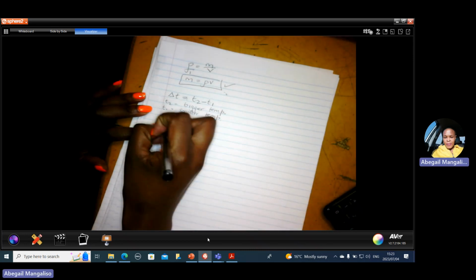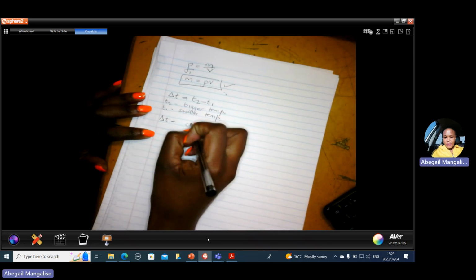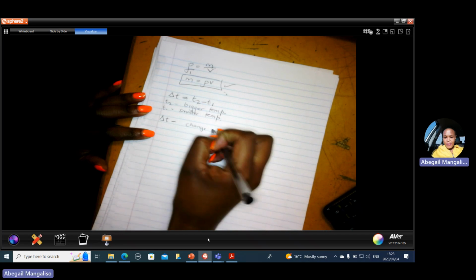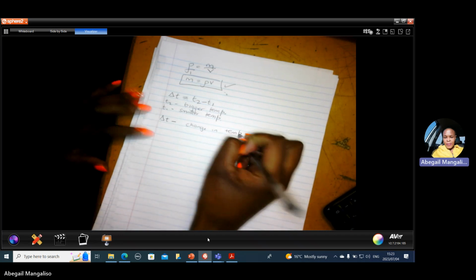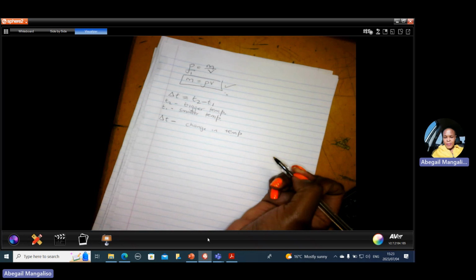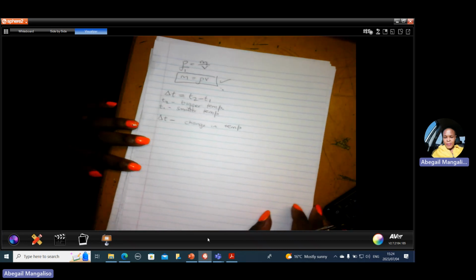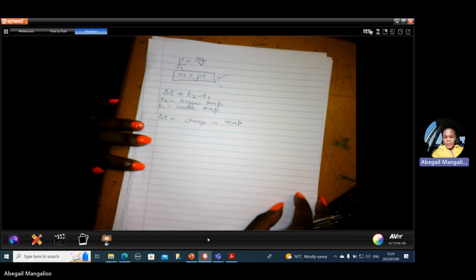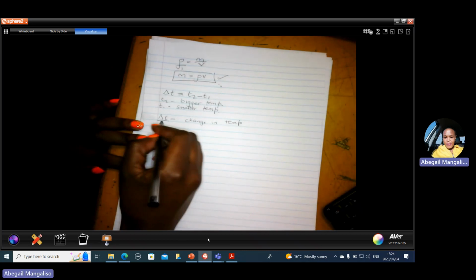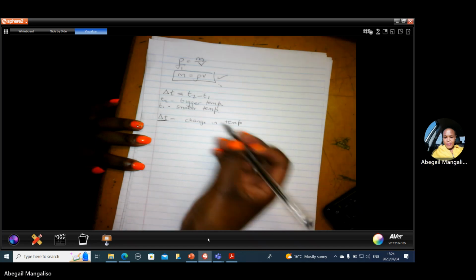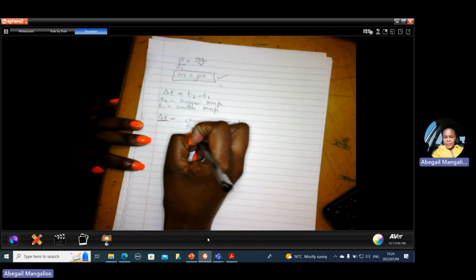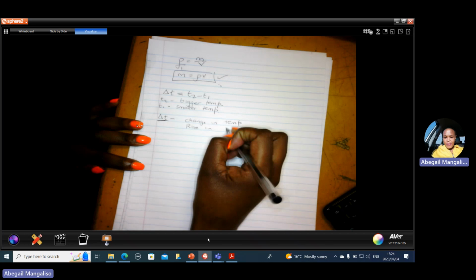Delta T is a change in temperature. In some questions, you can be given delta T. In some questions you can be given T1 and T2 to calculate delta T. So another name for delta T is the rise in temperature.